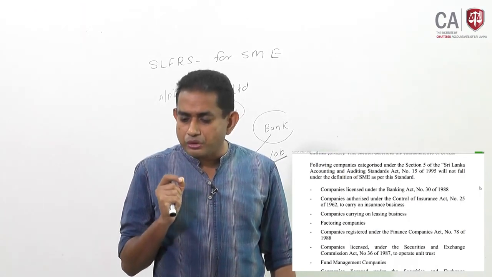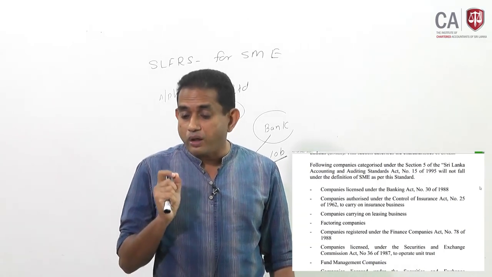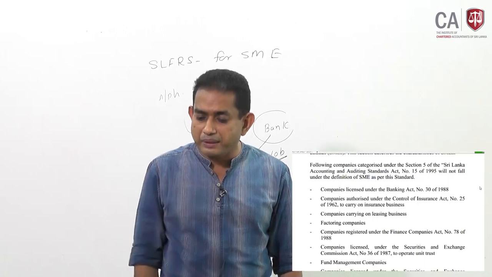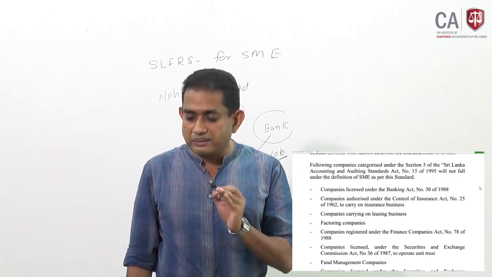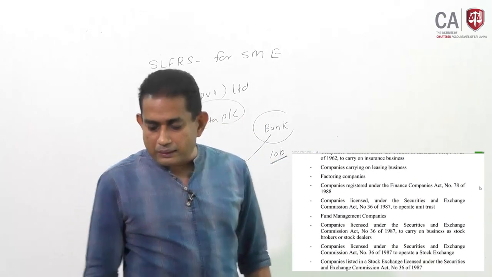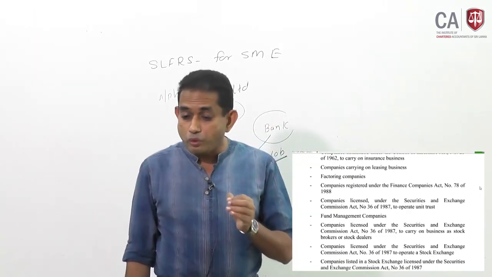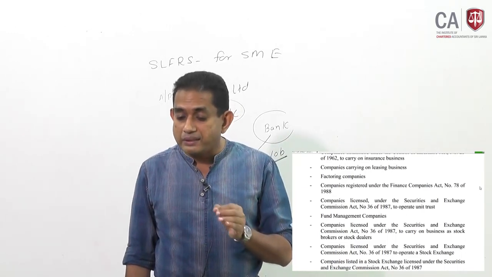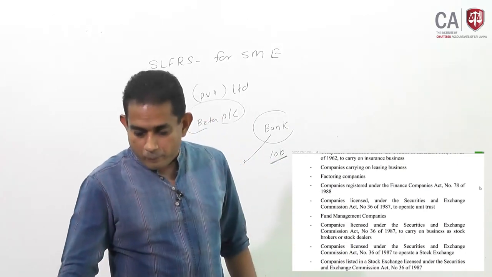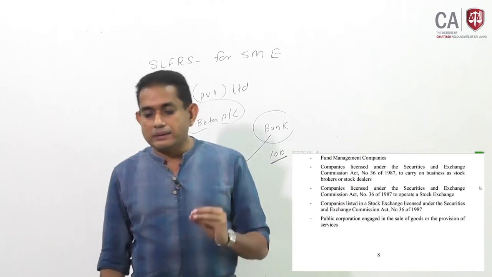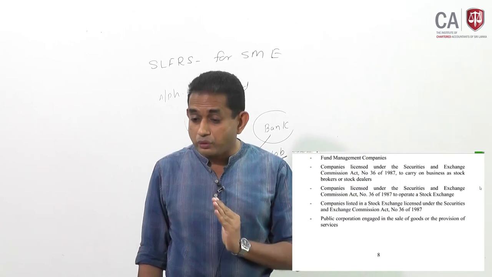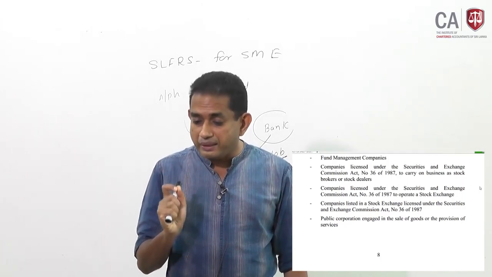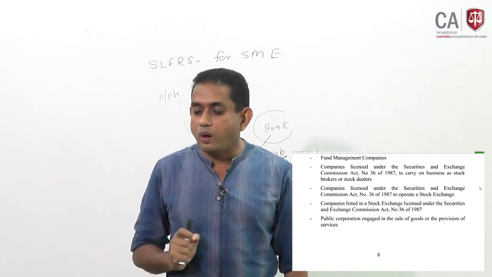Companies authorized under the Control of Insurance Act number 25 of 1962 to carry on insurance business. Companies carrying on leasing business, factoring companies, companies registered under the Finance Companies Act number 78 of 1988. Companies licensed under the Securities and Exchange Commission Act number 36 of 1987 to operate unit trusts and fund management companies, to carry on business as stock brokers or stock dealers, or to operate a stock exchange. Companies listed on a stock exchange licensed under the same Act. Public corporations engaged in the sale of goods or the provision of services.